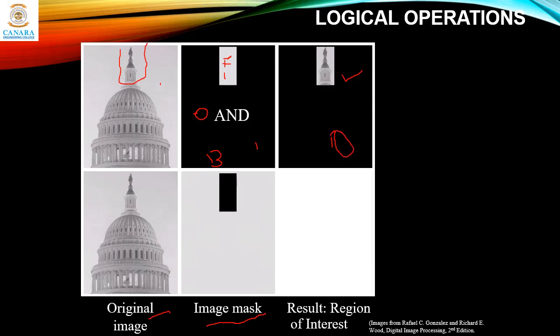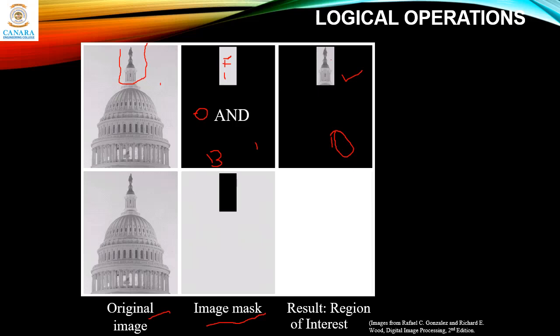Within the region of interest here, you can see there is a gray area also. So whatever was there in the original image is represented here in this rectangle.